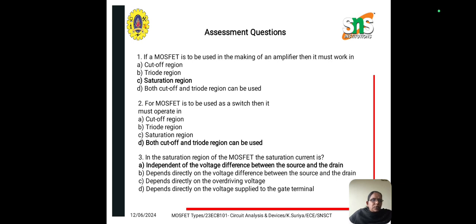If a MOSFET is to be used in the making of an amplifier, then it must work in the saturation region. If a MOSFET is to be used as a switch, then it must operate in both cutoff and triode regions. In the saturation region of the MOSFET, the saturation current is independent of the voltage difference between the source and the drain.